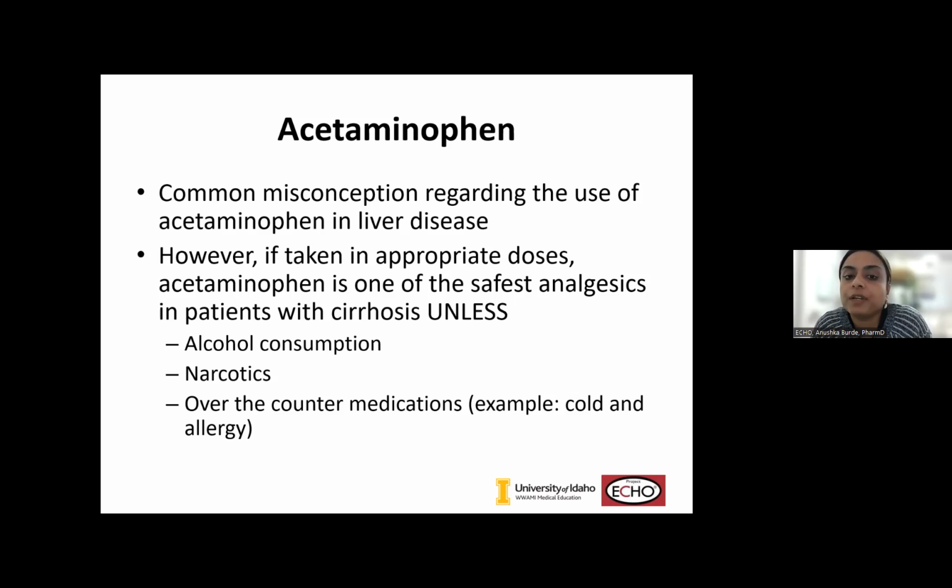If acetaminophen is taken in appropriate doses, it is actually considered one of the safest analgesics in patients with cirrhosis, unless they are consuming alcohol on a daily basis. If they are using other narcotics, such as oxycodone-acetaminophen or hydrocodone-acetaminophen, you also want to think about the total dosage of acetaminophen they may be getting in a day. And there are a lot of over-the-counter medications, such as cold, cough, and allergy medications, which have acetaminophen in them. So you want to make sure that the total dose the patient is getting is not exceeding the one that is usually recommended in those with liver disease.